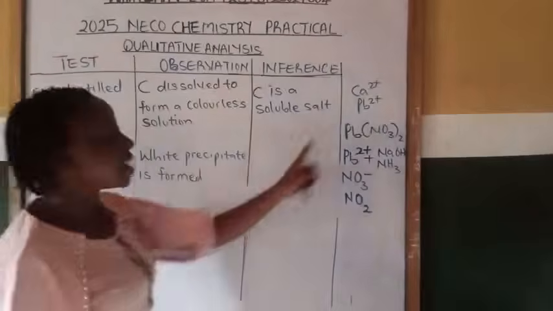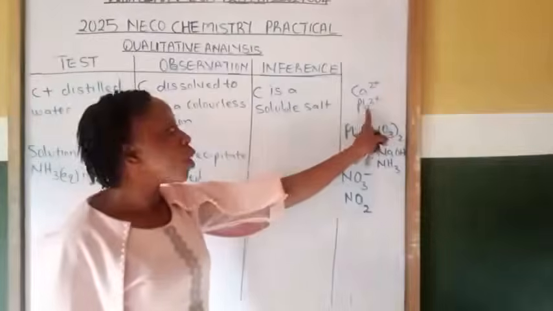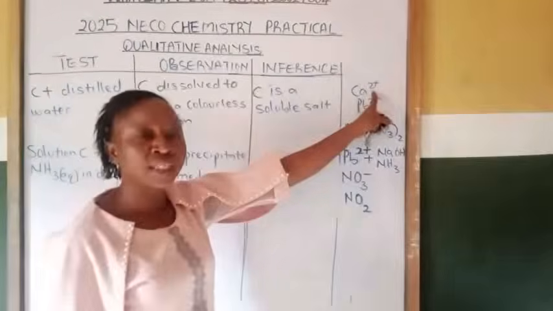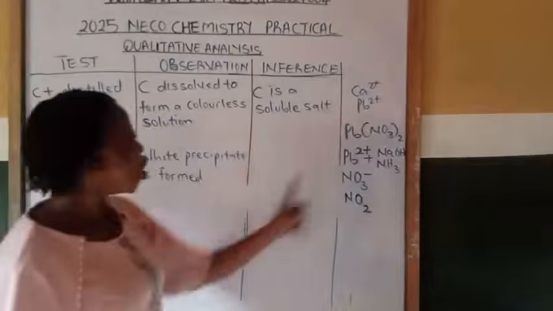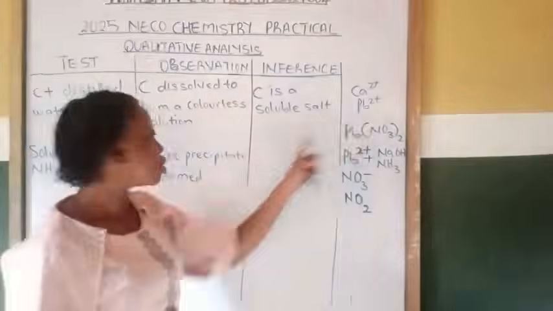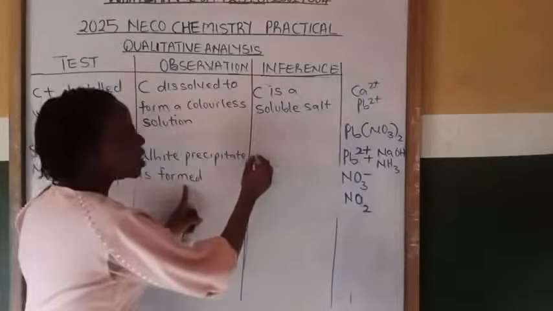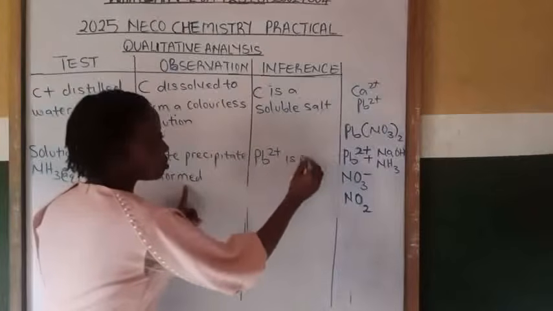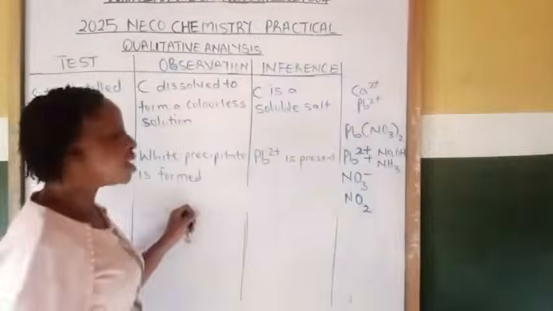Then we should not forget that calcium and lead will give you white precipitate. But when you add aqueous ammonia to calcium containing compound, there will be no feasible reaction. So on addition of aqueous ammonia to a lead containing compound, you are going to have white precipitate. So therefore, our inference is that Pb, that is lead, is present, because there will be no feasible reaction with calcium.